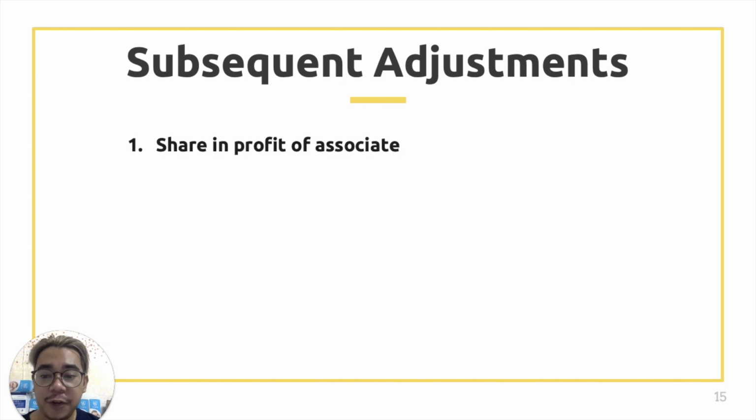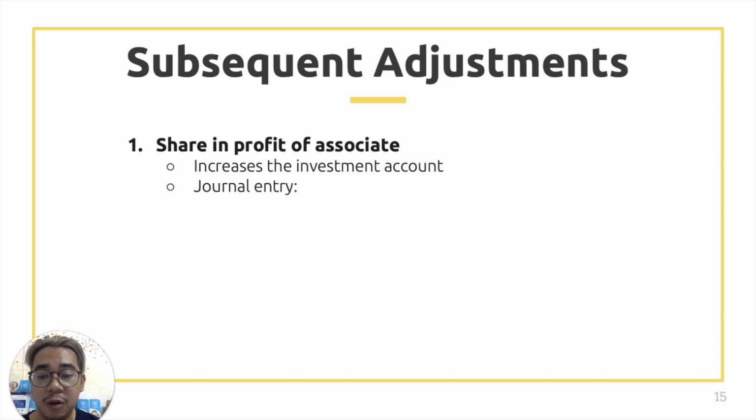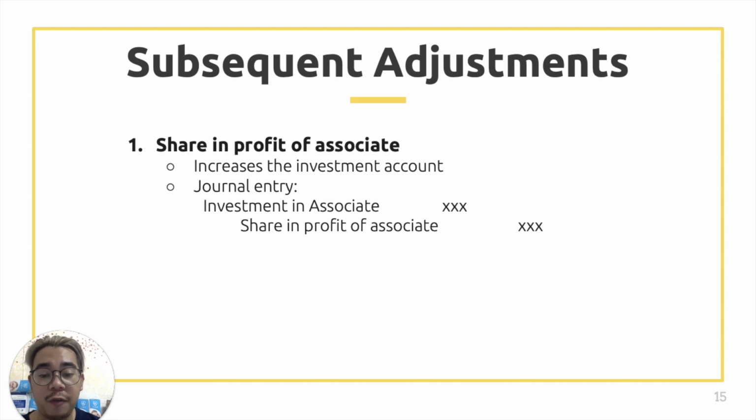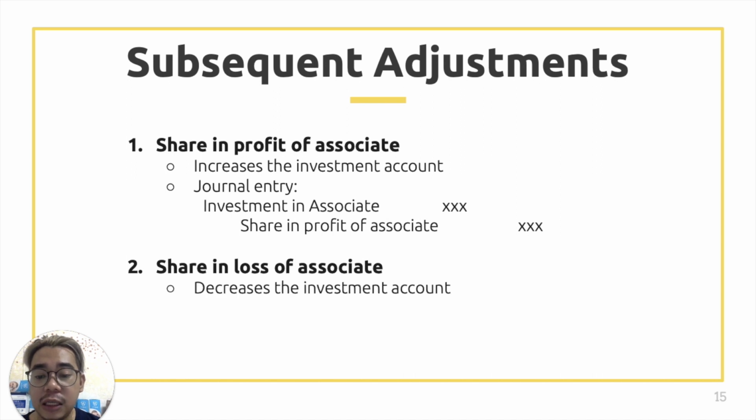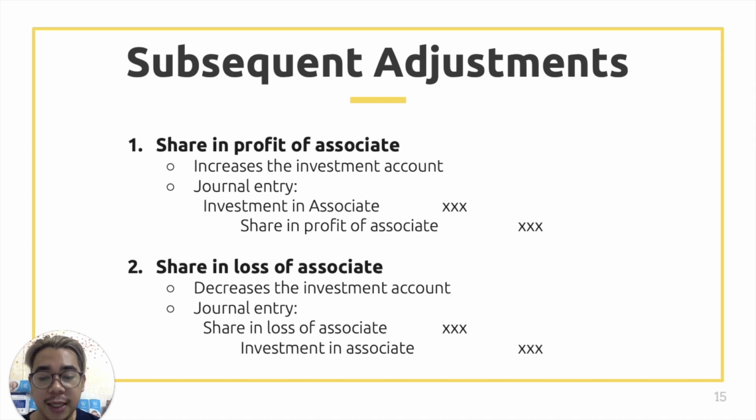Subsequent adjustments, first, pag may profit yung associate, we recognize our share in that profit. So that transaction increases the investment account. Yung journal entry, debit, investment in associate, and credit, share in profit of associate. Take note that you do not recognize the whole profit. Yung share mo lang, kung ilang percent lang. On the other hand, pag may loss si associate, it decreases the investment account kasi may share ka din doon. The journal entries debit, share in loss of the associate at credit, investment in associate.